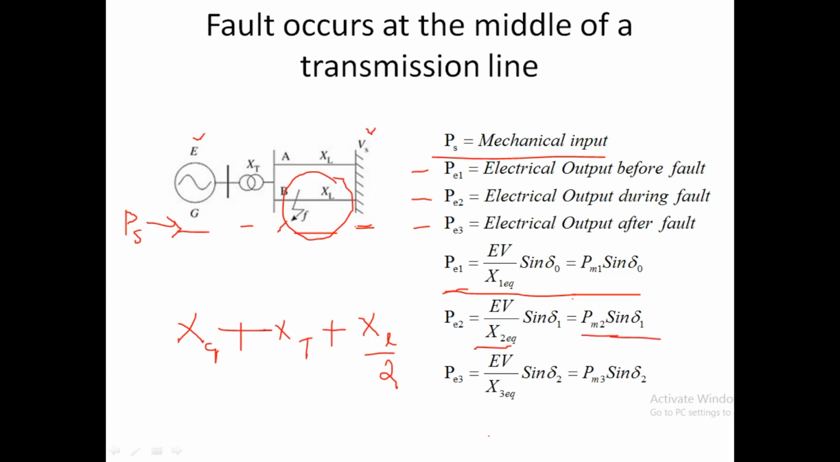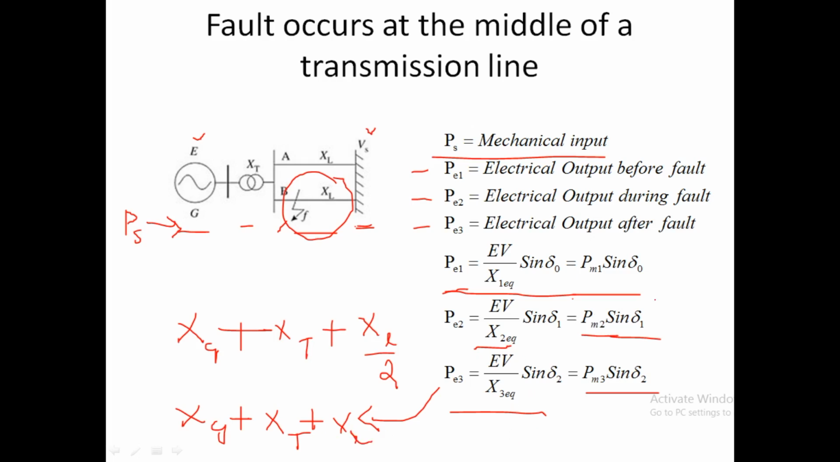Now what is PE3? It is after the fault. X3 equivalent is the total equivalent reactance after the fault, and PE3 is PM3 into sine delta 2. This reactance is XG, with no change in the generator reactance, plus XT plus XL only, because one line is removed. So the reactance is actually increased.